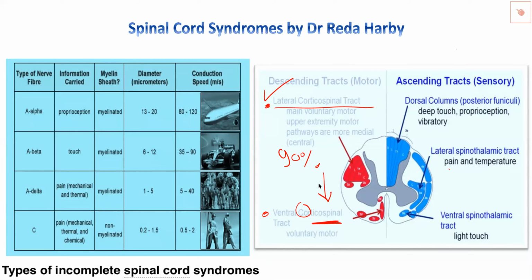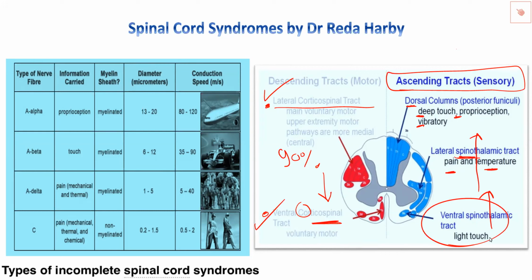So these are descending motor tracts. The ascending sensory tracts have 3 portions. Dorsal column contains deep touch, vibration, and proprioception. Lateral spinothalamic, spino to the thalamus, and ventral spinothalamic. So these are ascending sensory. Lateral is for pain and temperature from the contralateral side, ventral for light touch.